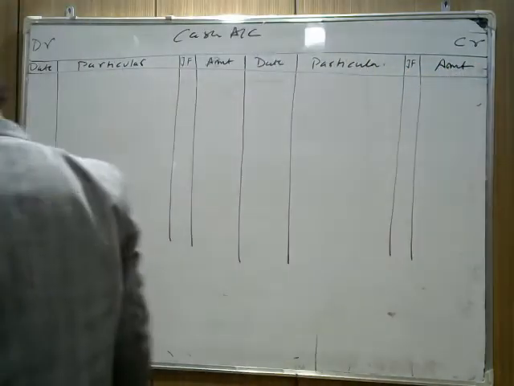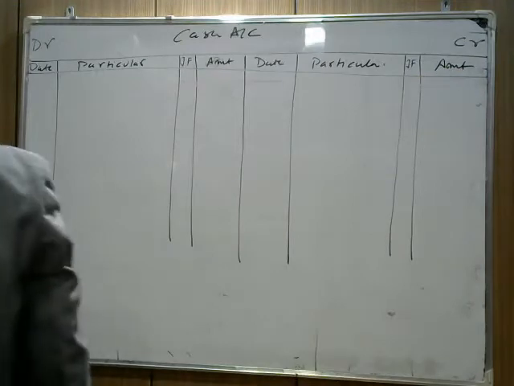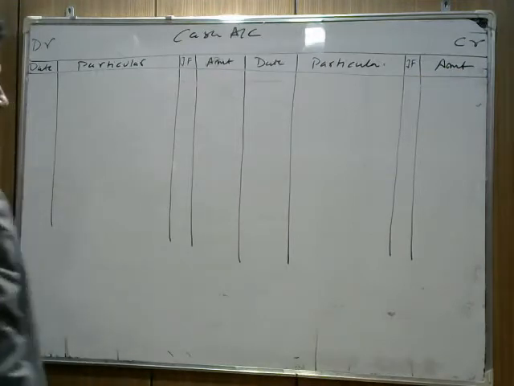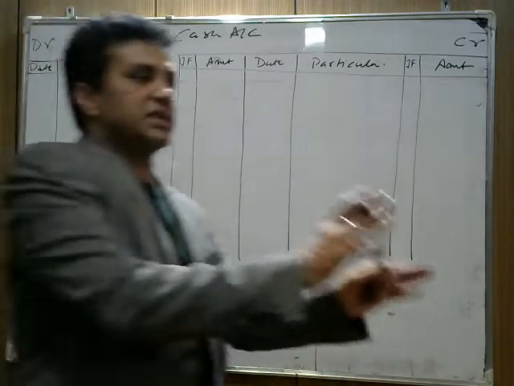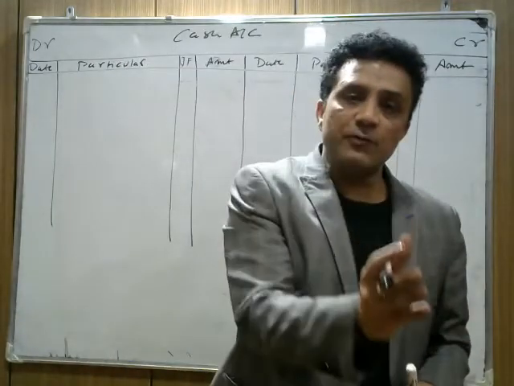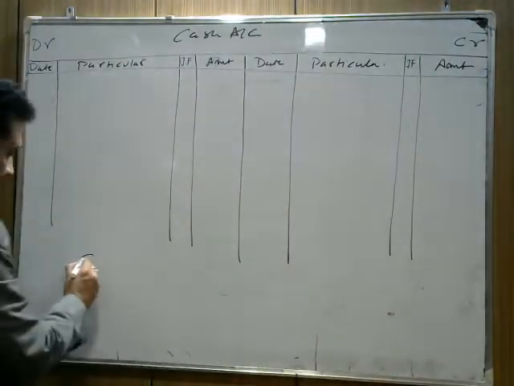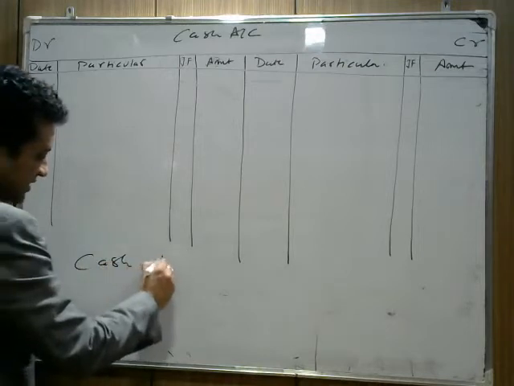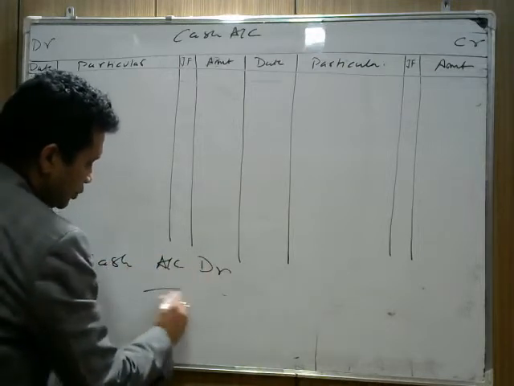The first thing is cash. The first transaction is Satish started business with cash. So when the entry is passed, we say cash account debit to capital account. So cash will be debited. Now I'm repeating here: the first transaction is cash account debited to capital account.